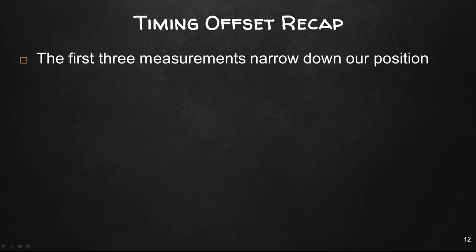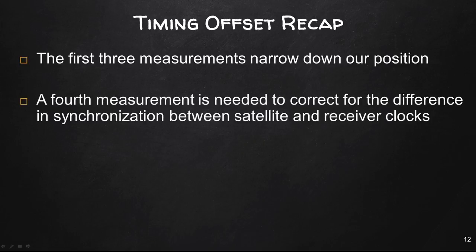Timing offset recap. The first 3 measurements narrow down our position. The 4th measurement is needed to correct for the difference in synchronization between the satellite and receiver clocks. The satellite uses a very accurate atomic clock, and the receiver uses a quartz clock, not nearly as accurate. There are going to be timing differences. If you look at your watch and I look at my watch, they're not going to be the same. And if you're using that time to calculate distance, they have to be spot on.